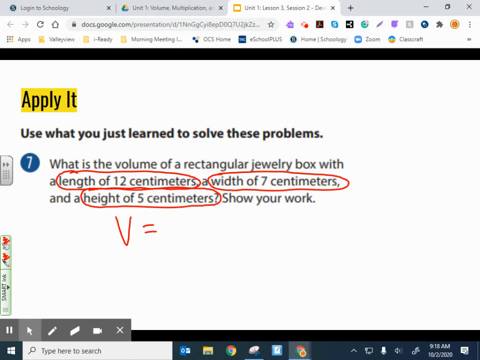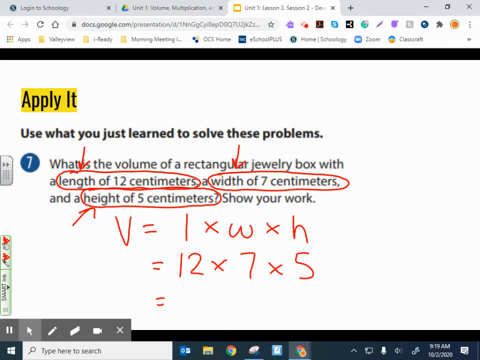Volume equals length times width times height. It says length right here, that is 12. It says the width right here, that's 7. And the height right there is 5. Okay, so we've got this.